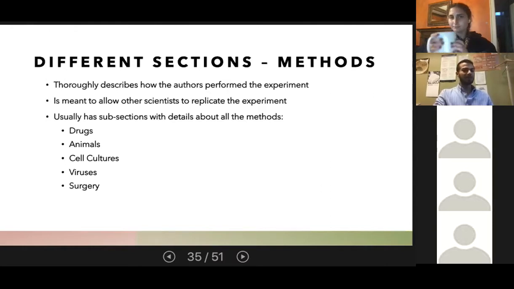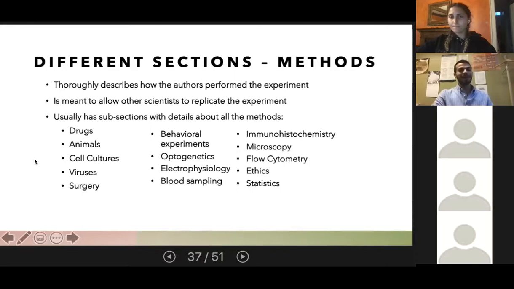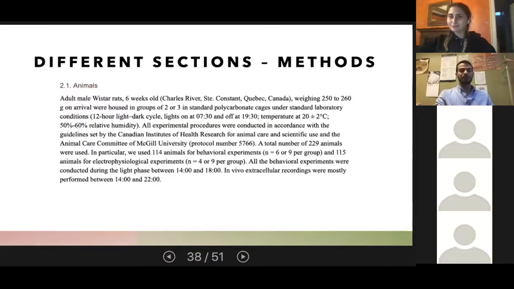So here are a couple of sections you might find, and it's extremely common to find multiple of these in a paper. So you see drugs, animals, cell cultures, viruses, surgery, more, and there are infinitely many different subsections you can find in a paper. So the authors must explain everything.